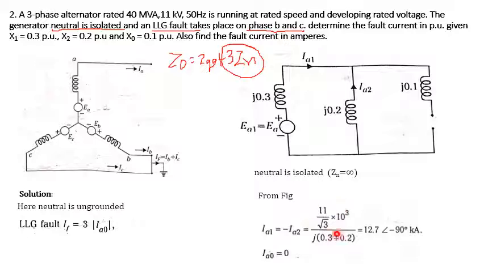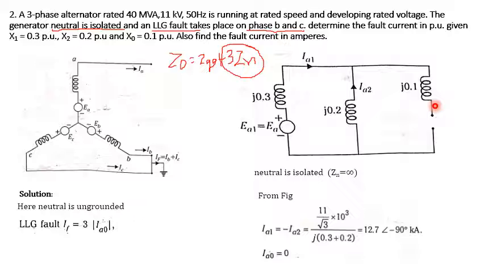So what is EA? This is working at 11 kV, and because of the three phase we write root 3, so it is divided by root 3. And what is the total impedance? This is X1 and this is X2, 0.3 plus 0.2. So we can write it as 12.7 at an angle of minus 90 degrees kilo amperes. Because it is left ungrounded, IA0 is going to be 0.